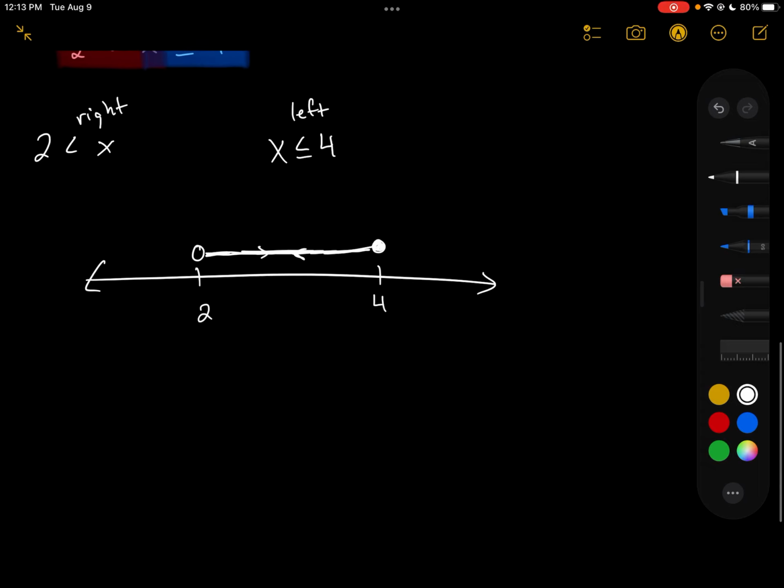So with our parentheses and brackets, just like before, we want to start on the left. So an open dot means parentheses, a closed dot means brackets. Our number on the left is 2, comma, our finishing position is 4. So our interval here is parentheses 2, comma, 4 with a bracket.